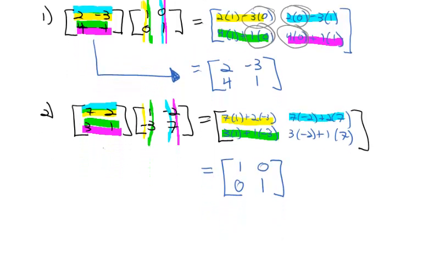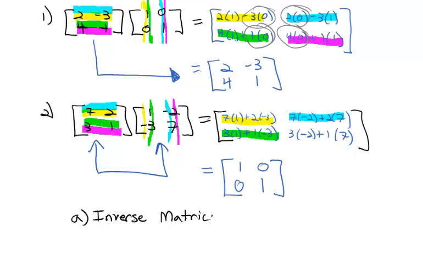This is important. These two matrices that we just multiplied together are what we call inverse matrices. Inverse matrices are two matrices that multiply to the identity. So if they multiply together, the product's the identity. Those two matrices are said to be inverses.